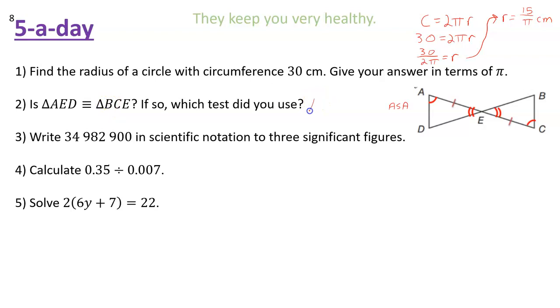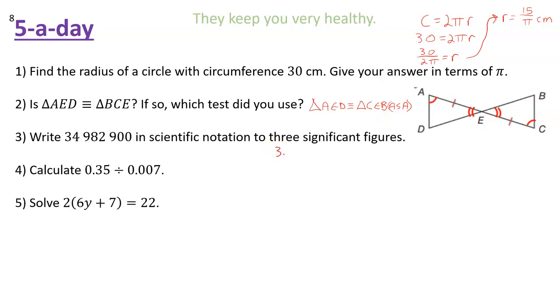So the actual statement should be triangle AED is congruent to triangle. So angle A corresponds to angle C. Angle E corresponds to angle E. And angle D corresponds to angle B. So AED is congruent to CEB.